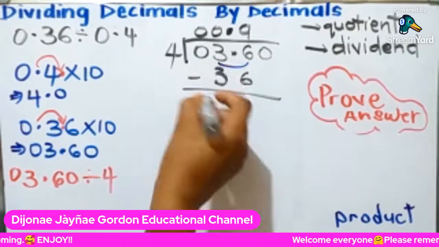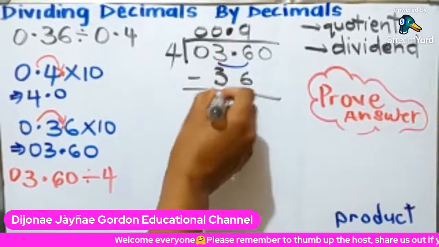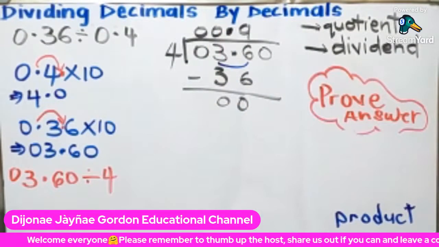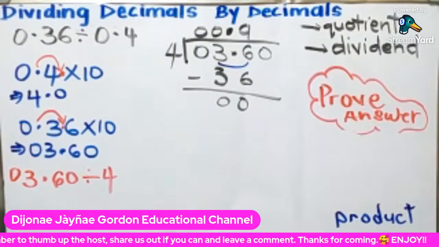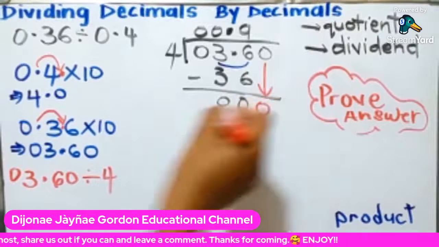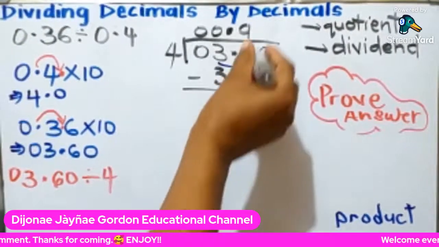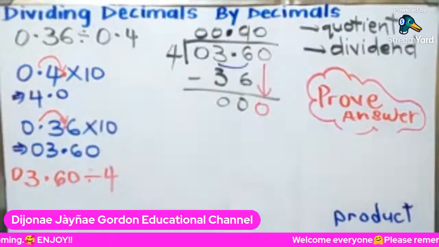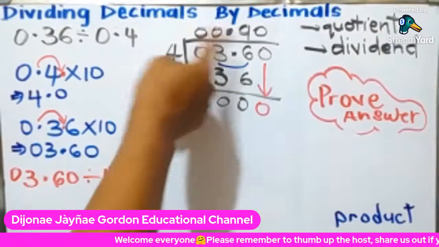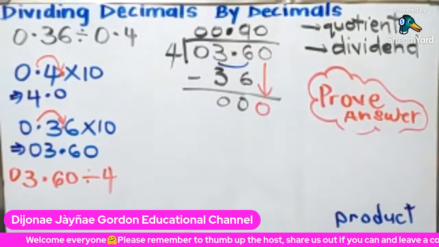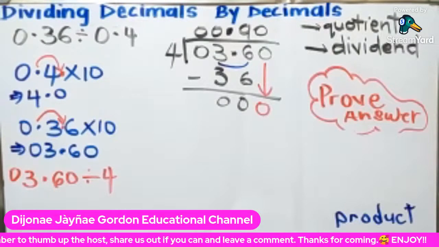We're going to draw a line and take away. You have 6 from 6, you're left with 0. 3 from 3, you're left with 0. The next thing we're going to do is to look to see what is in line. We have 0, and we're going to bring down this 0. Next, how many groups of 4 can you get from this 0? You can only get 0 groups of 4. We are finished with that problem.